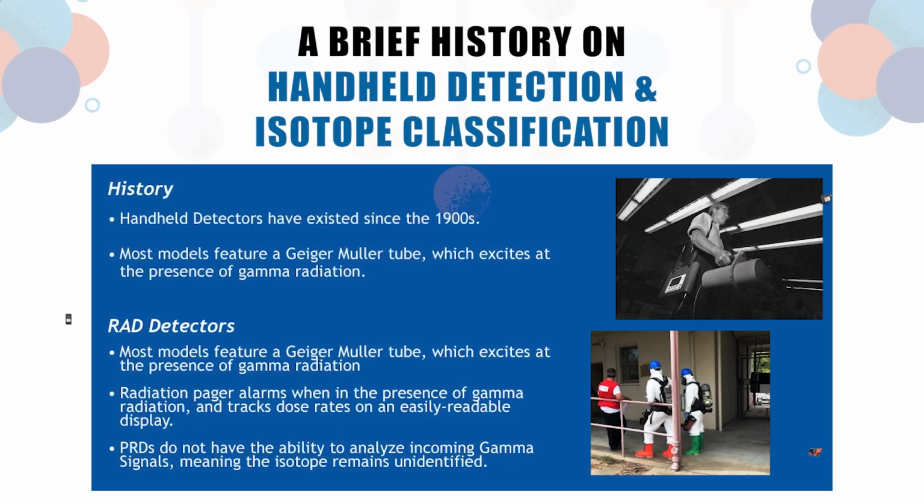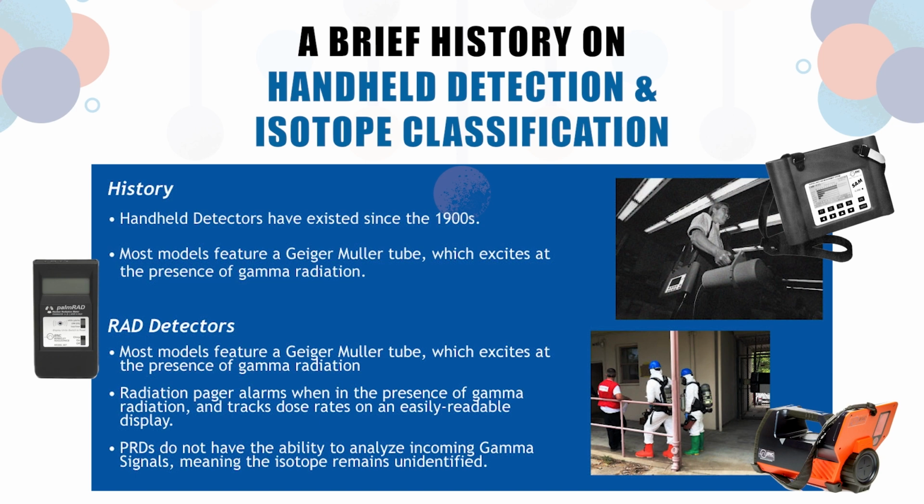We're going to go over just a brief history of handheld detection and isotope classification. Radiation detection has been around for a lot of years. The ability to detect abnormal radiation levels using a survey meter or a Geiger counter has been around for a long time. But the need to actually identify and determine the isotope was a huge requirement for scientists and laboratories, not just in the US, but throughout the world.